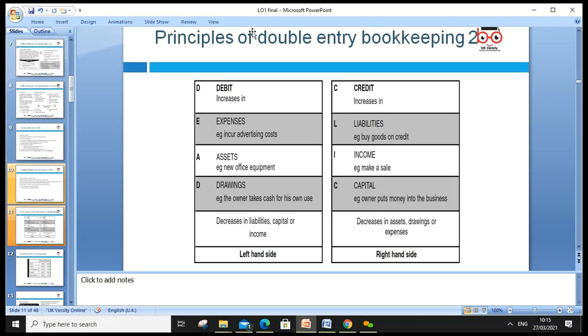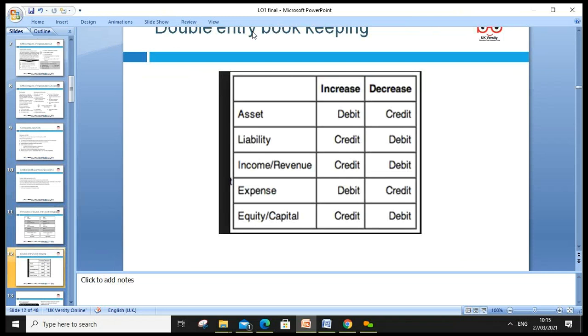So what goes on the debit side: expenses, assets, drawings, when these increase. When these decrease, the opposite of debit is credit. Credit represents liabilities, income, and capital when they increase. When they decrease, we have to do debit. So the opposite of debit is credit and credit is debit. One thing can be replaced with the other. That's always what we need to keep in mind. So when an asset increases, we do debit. When it decreases, you have to differentiate which one is an asset and which one is a liability.